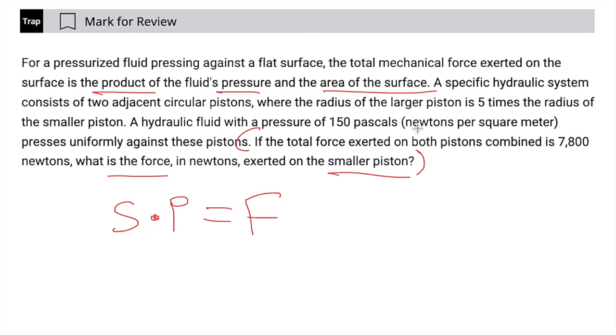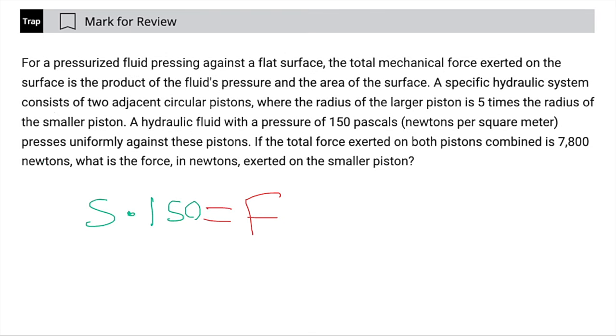Now I'm scanning to see if there's some numbers I can fill in. And I'm immediately seeing 150 pascals of pressure. So we're gonna replace that P with 150. And now for surface area, I'm seeing some information that could help us get our surface area. Basically, it says we have a couple of circular pistons. So we have a couple of circles that are hanging out. And it says the radius of one is 5 times the radius of the other. So if we think of the radius here as X, the radius for this one would be 5X, right?